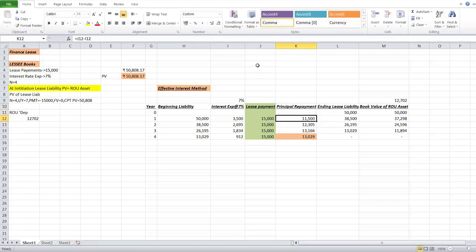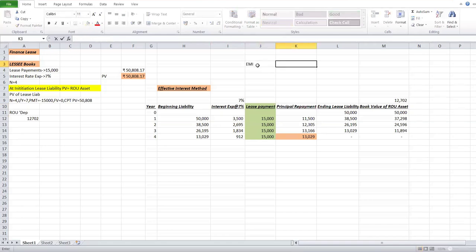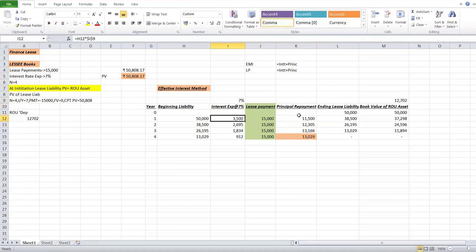Let me tell you one thing. In EMIs, guys, what happens in an EMI? It's a combination of interest amount plus principal amount. So going by that logic, the lease payment that is done is nothing but a combination of interest plus principal. So this 15,000 includes both interest as well as principal. So if your interest expense amount is determined, you can determine the principal repayment as a balancing figure. That is, 15,000 minus interest will give you the principal amount.